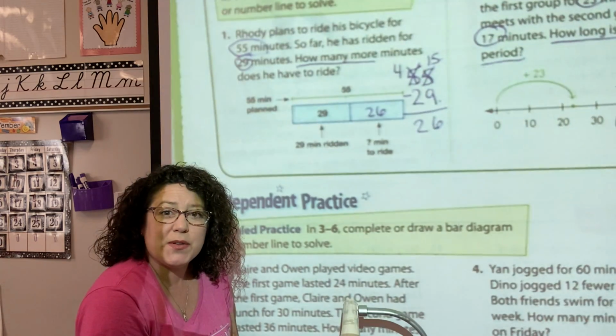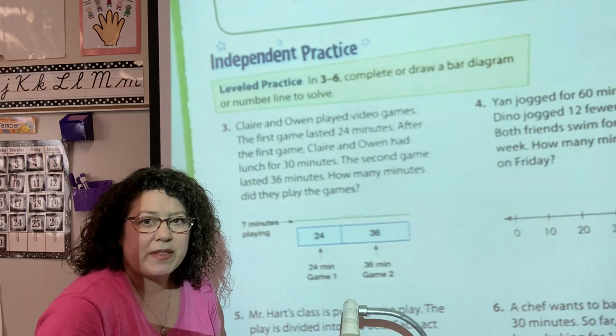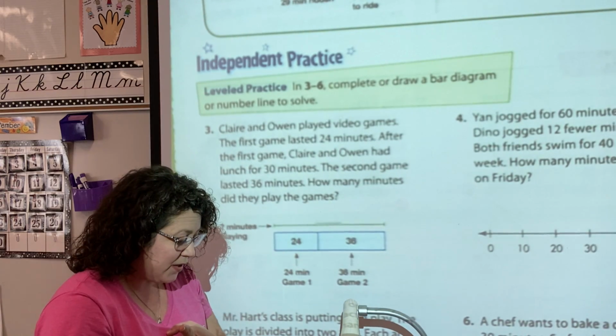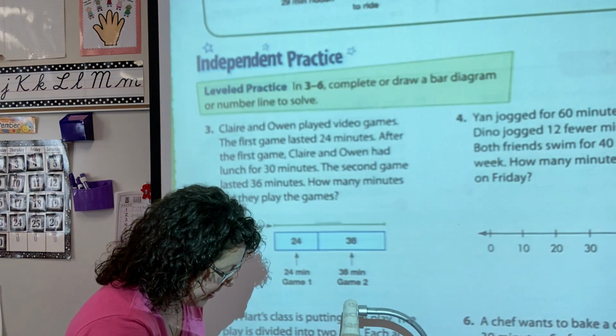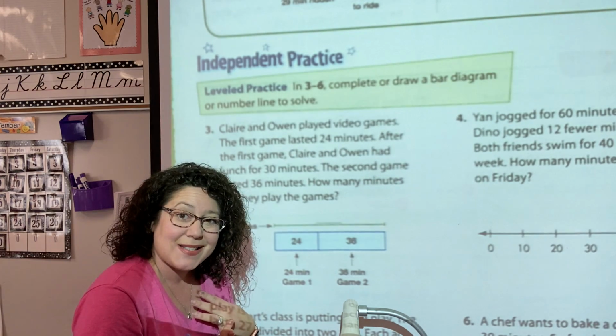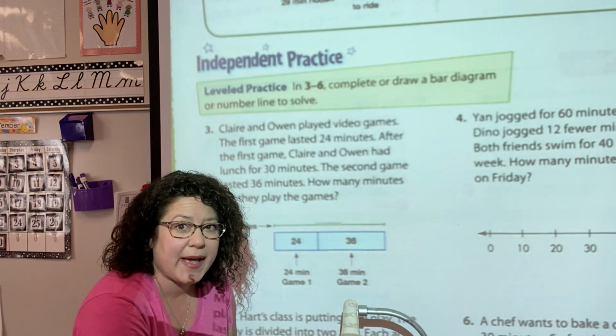The bottom is supposed to be independent, but let's do one more because I want us to practice with eliminating information. So we circle our numbers, underline our question and clues, or box our question, box our clues, I mean, and eliminate unnecessary information. Claire and Owen played video games.